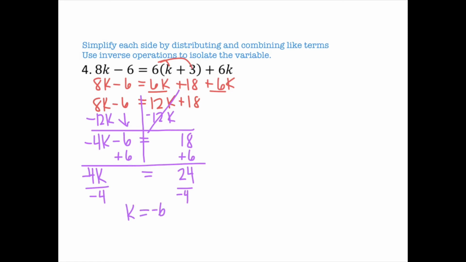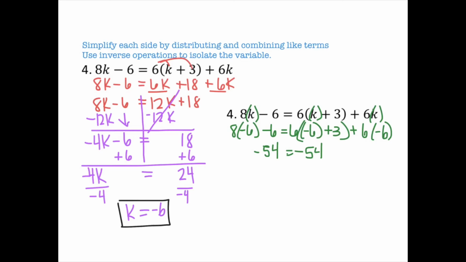So this problem I just went ahead and quickly solved because I realized as I was going through that my variables were not going to cancel out. So this is just a basic one solution equation. So k equals -6 is what I'm now going to check in my original problem very quickly.